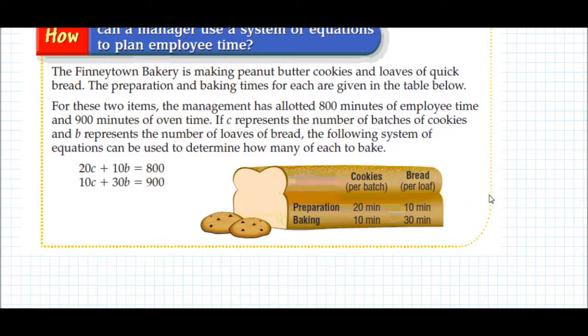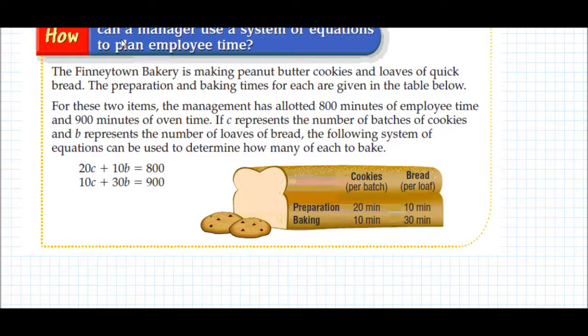If C represents the number of batches of cookies and B represents the number of loaves of bread, the following system of equations on the left can be used to determine this. 20C plus 10B equals 800. So it's going to take 800 minutes to make 20 batches of cookies and 10 loaves of bread. And 10C plus 30B equals 900. It's going to make 10 batches of cookies and 30 loaves of bread. It's going to take 900 minutes in the oven.